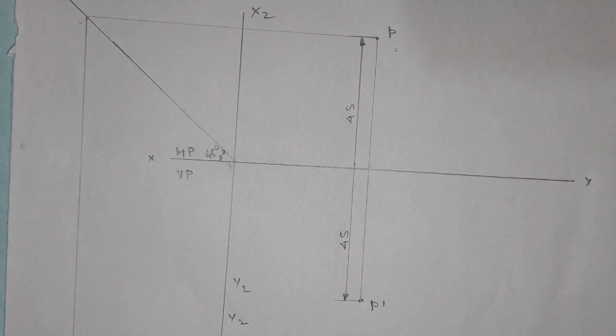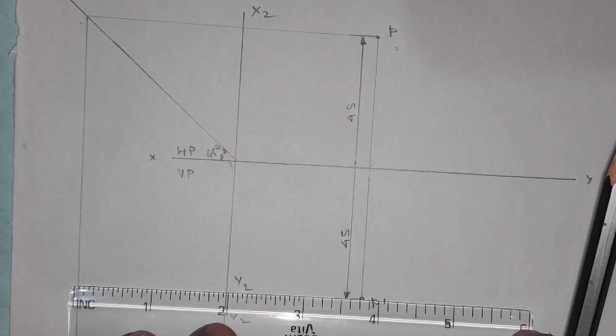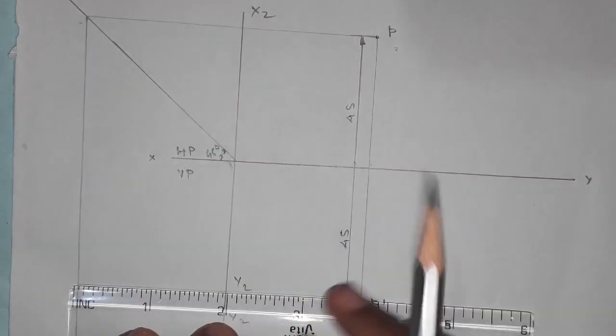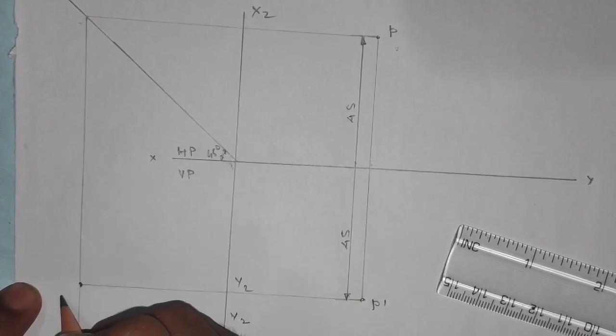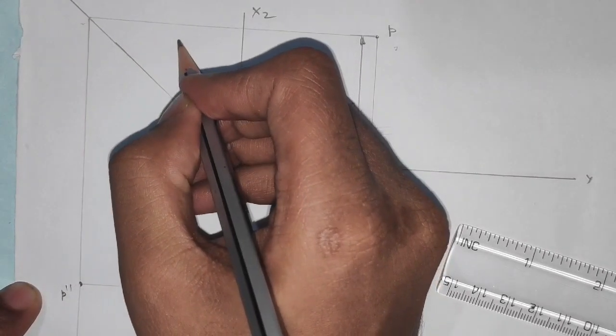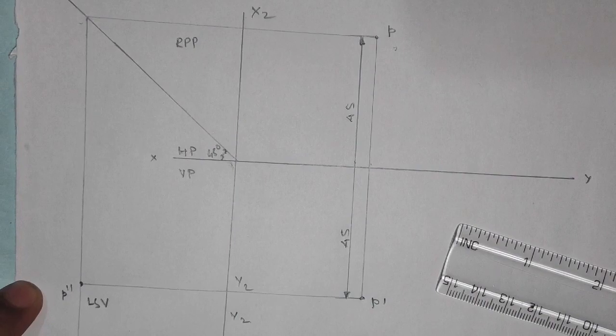The next step, I have to project horizontally the front view. So this front view will be again parallel to the XY line. The projection will be parallel to the XY line. So wherever it intersects the vertical projection, we get the side view of the point. So on the RPP for the third quadrant, we will have the left side view.